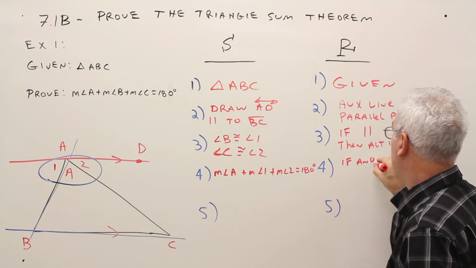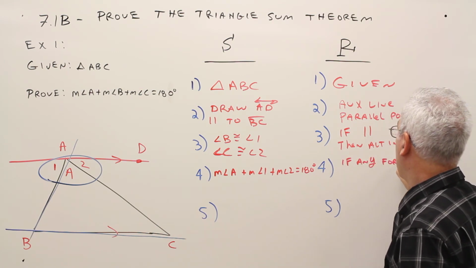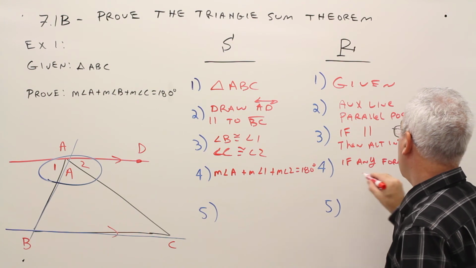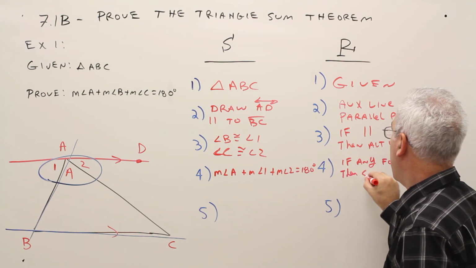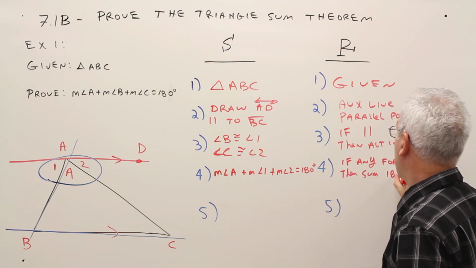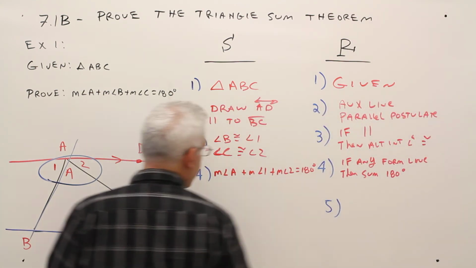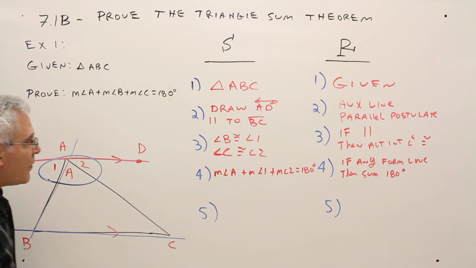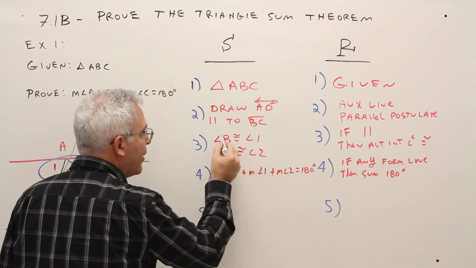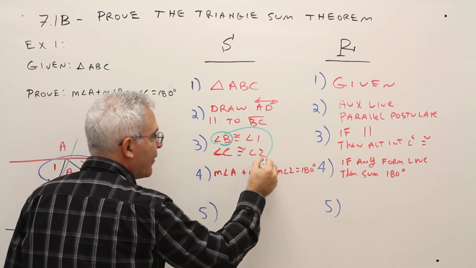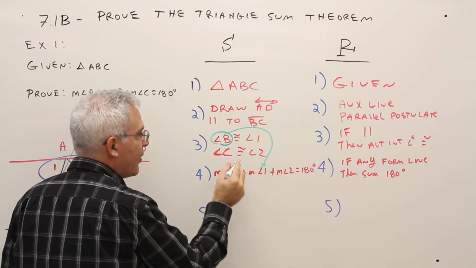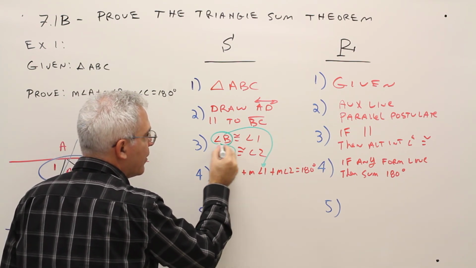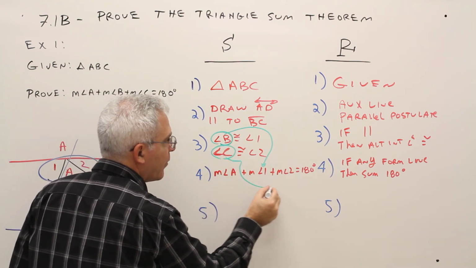If angles form a line, then they sum 180 degrees. Hopefully you can see where I'm going with this. Instead of angle 1, I'll replace that with a B. Instead of angle 2, I'll replace that with a C.